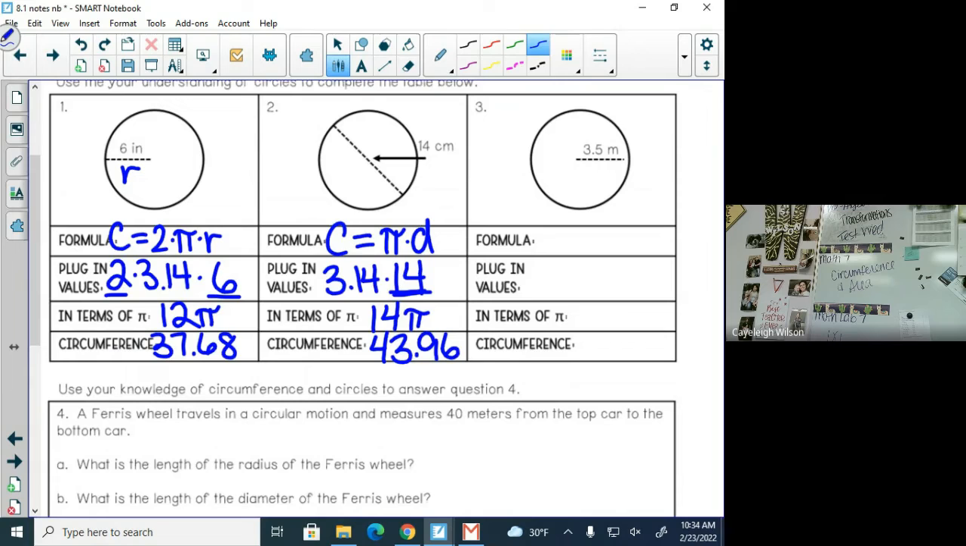I'm letting you all do number 3. So I want you to look at it, decide which formula to use based off what they gave you.